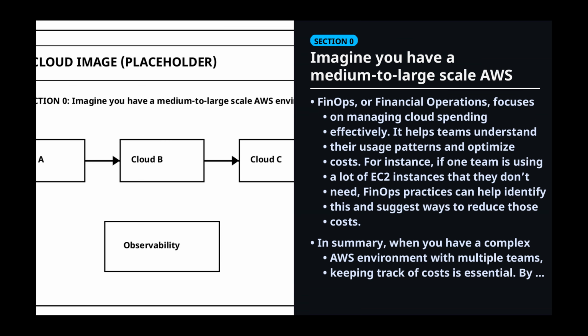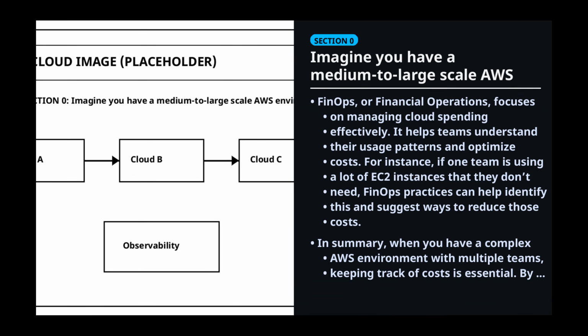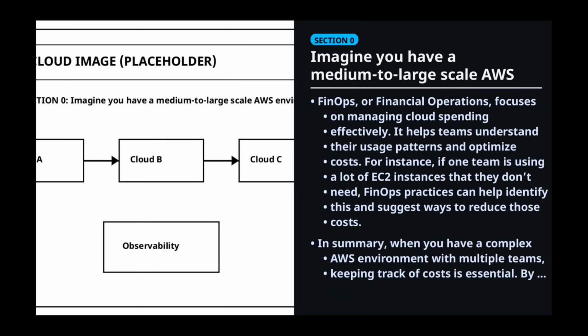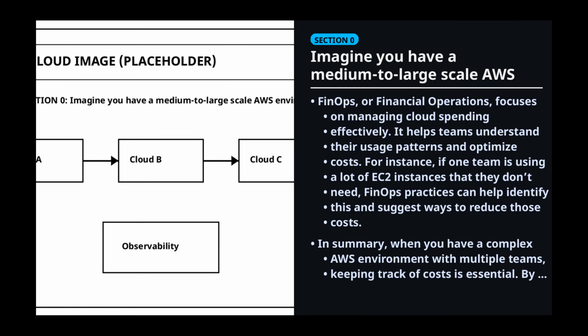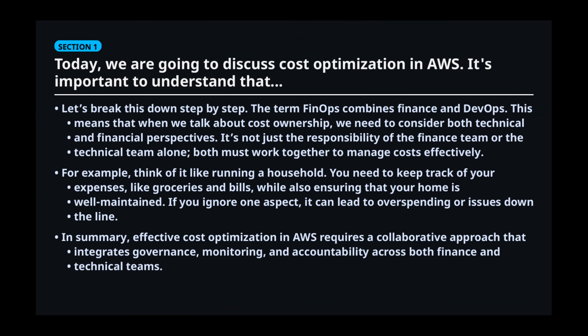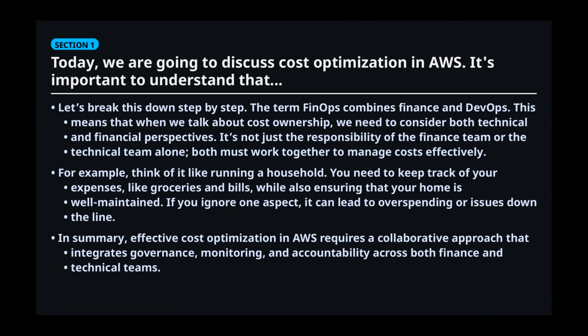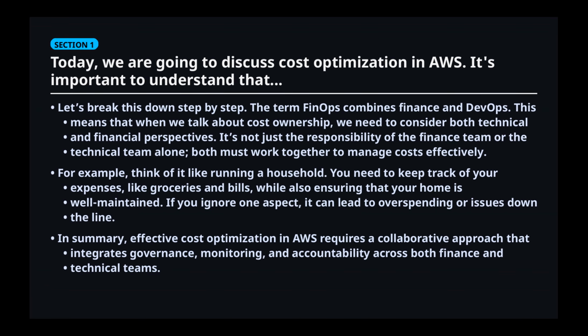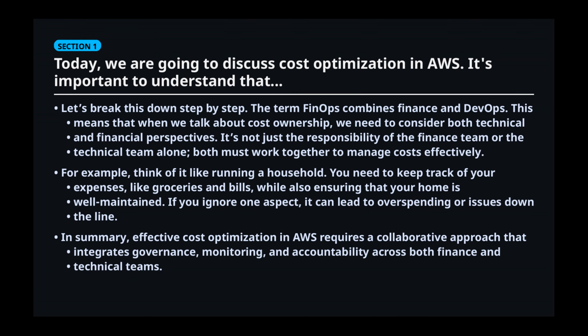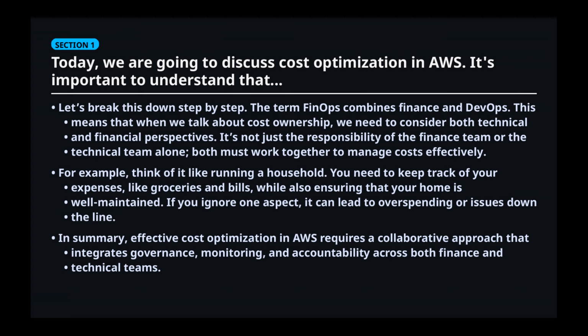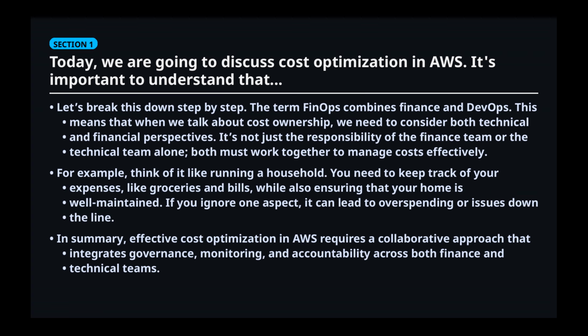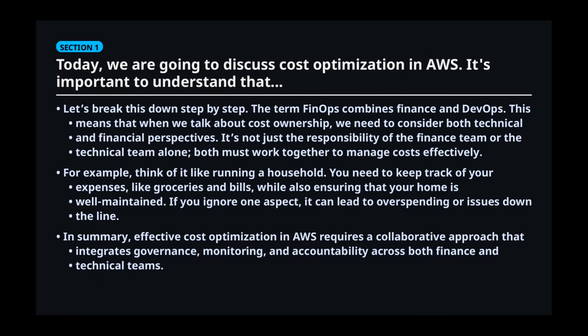In summary, when you have a complex AWS environment with multiple teams, keeping track of costs is essential. By adopting FinOps best practices, you can gain better visibility into your spending and make informed decisions to manage your cloud costs effectively. For example, think of it like running a household. You need to keep track of your expenses, like groceries and bills, while also ensuring that your home is well maintained. If you ignore one aspect, it can lead to overspending or issues down the line.